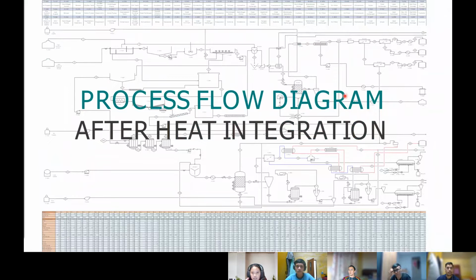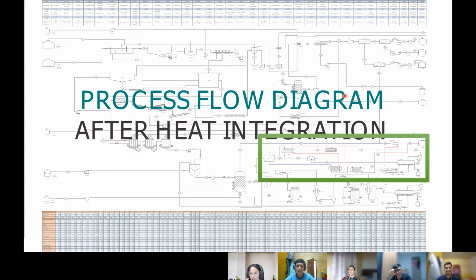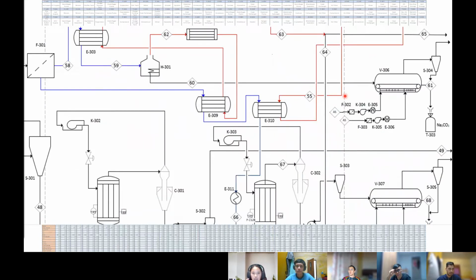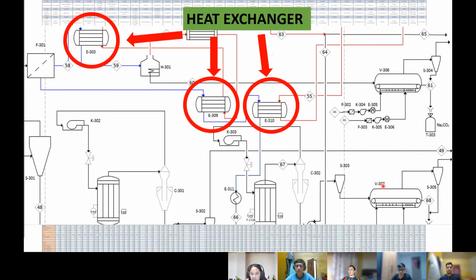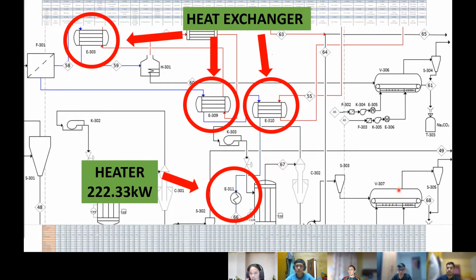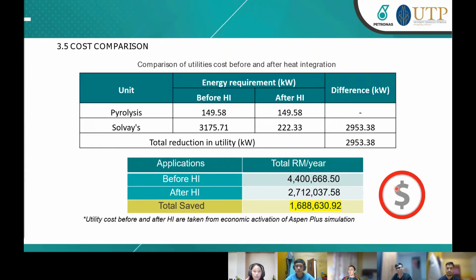The heat integration was conducted on only the Solvay process section, which is marked by the green square over here. Zooming in, you can see that at the Solvay unit there are 3 heat exchangers and 1 heater with a duty of 222.33 kilowatts added to provide a complete heat integration. Next, after computing both process units, a total of 2,953.38 kilowatts of energy can be saved.